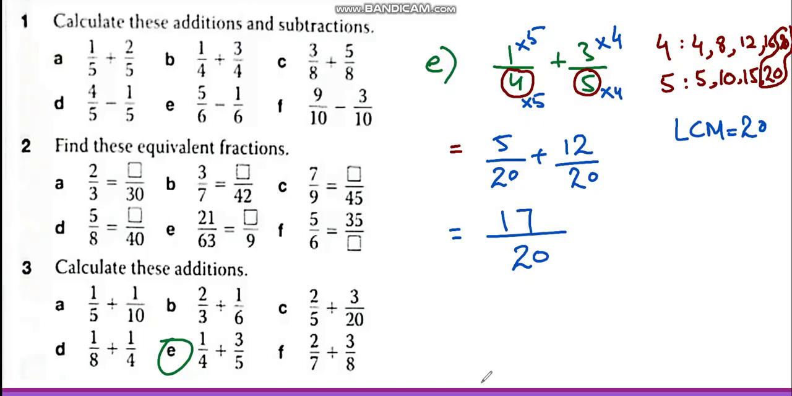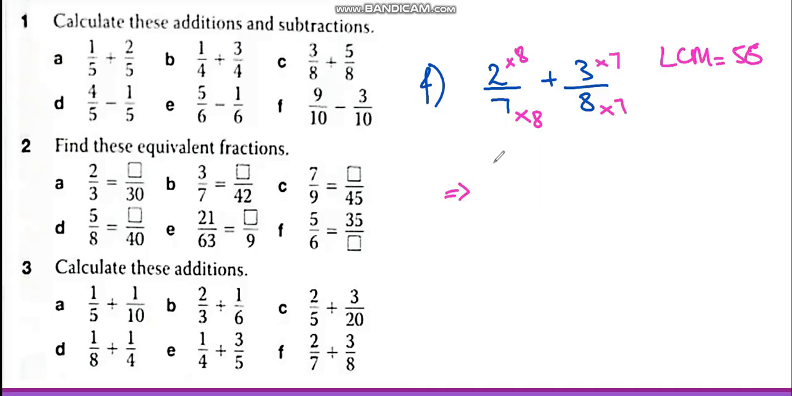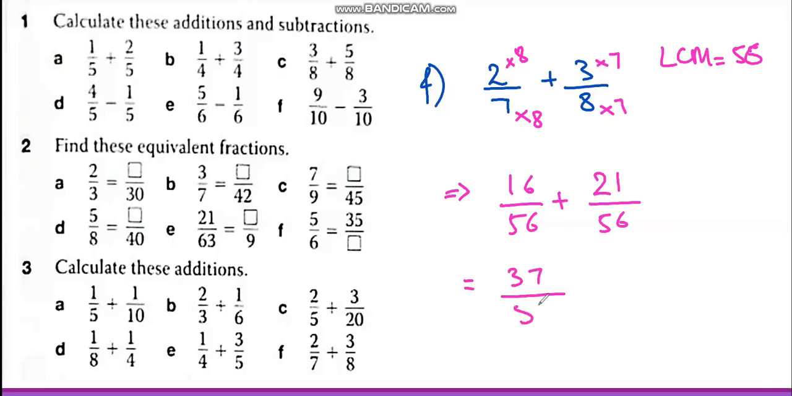Let's do the F part. In F part, again, they want us to add the fractions 2/7 and 3/8. We need to find the common denominator first, meaning the LCM, or the lowest common multiple. So the lowest common multiple of 7 and 8 should be 56. So we can multiply 7 with 8 and 8 with 7, and we get the equivalent fractions. That will be 16 over 56 and 21 over 56. And now if we add the numerators, we get 37 over 56.